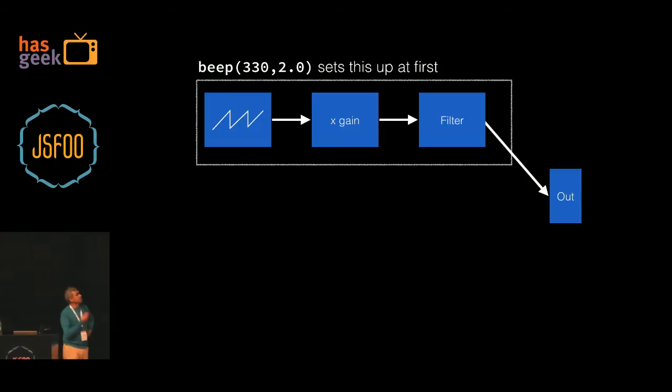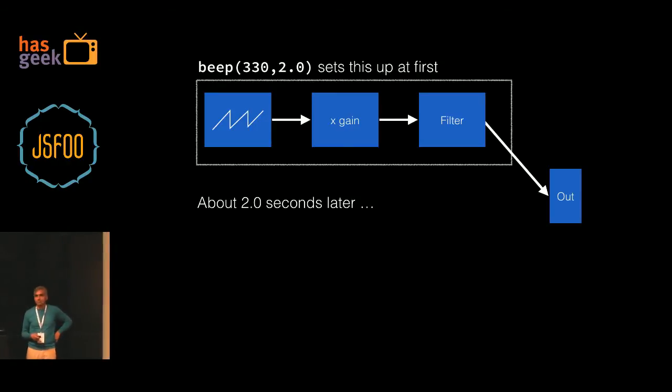So what happens is this. When we did the beep 330 2.0, this is what's set up for us. And after 2 seconds, nothing. This whole thing just disappears after 2 seconds if we no longer hold any references to the oscillator. But even holding references to the oscillator is of no help, because you cannot start it again. If you start it again, it will throw an exception by specification. So how do we make a Max-like interface for the Web Audio API if the nodes keep disappearing willy-nilly? That's an issue.